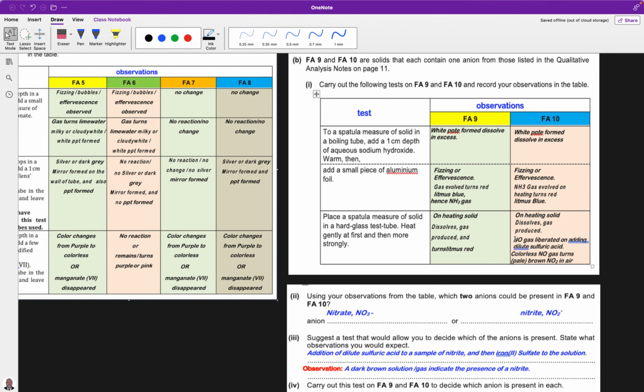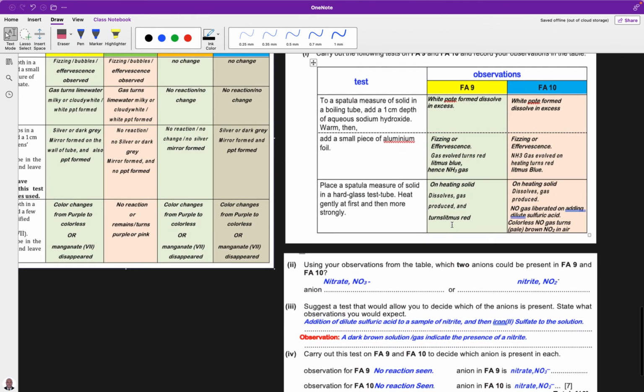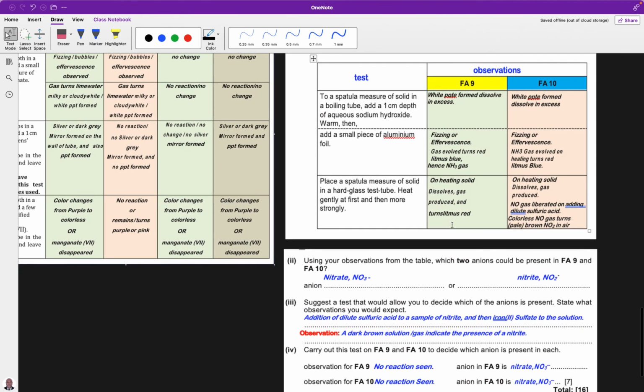There was a nitrogen(II) oxide that was liberated on adding dilute sulfuric acid, because dilute sulfuric acid is always used. Dilute sulfuric acid and iron(II) sulfate are the tests used to distinguish if it is a nitrite or a nitrate. There was addition of dilute sulfuric acid and the colorless gas turned pale brown in air.